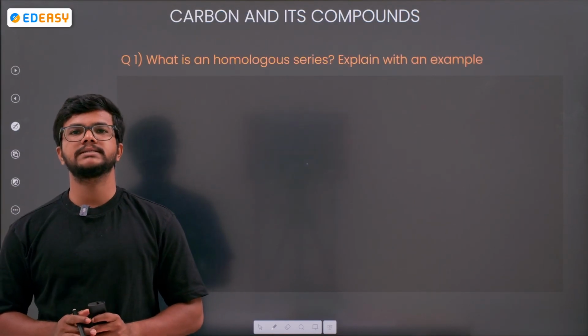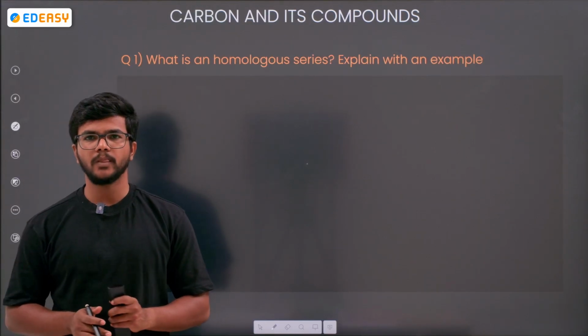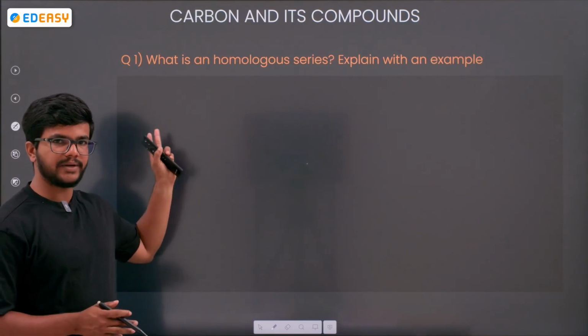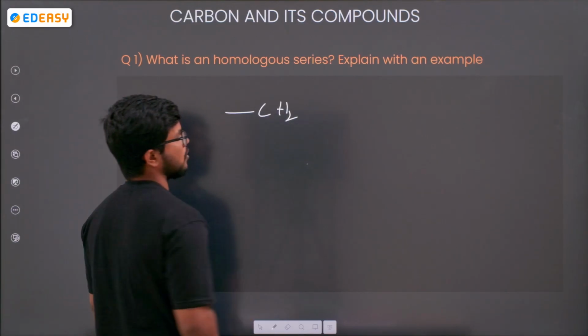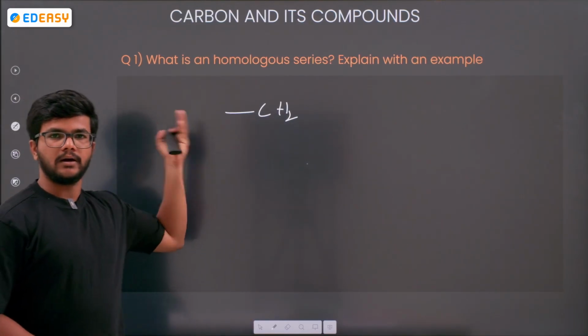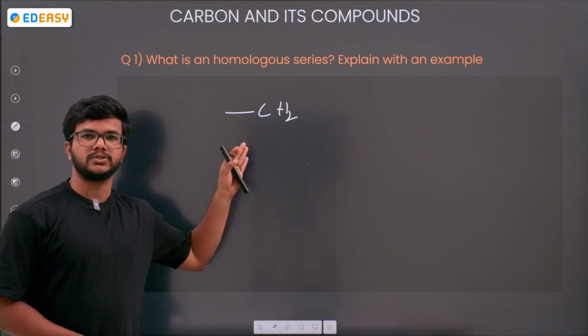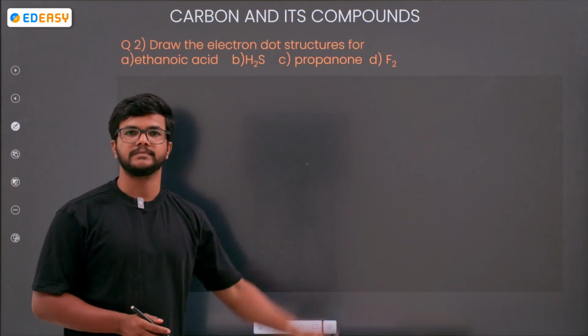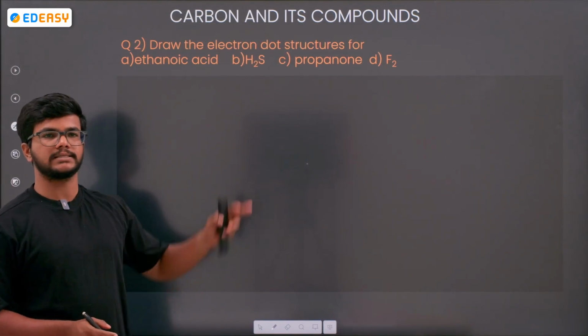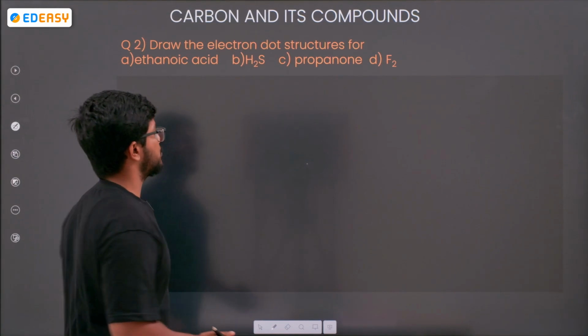So last is the in-text questions. Homologous series, we already discussed in the previous slide. A series of compounds with a difference of CH2 is called a homologous series. One example was already given in the previous slide. Write it in the comment section or take it as an assessment. Next, draw the structure of ethanoic acid. Ethanoic acid is already drawn.